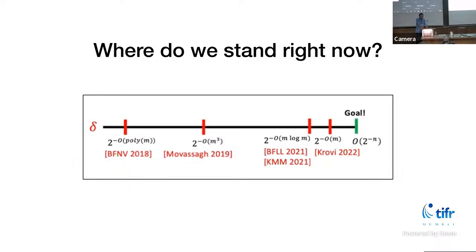M is the number of gates. And this is the number of qubits, N.